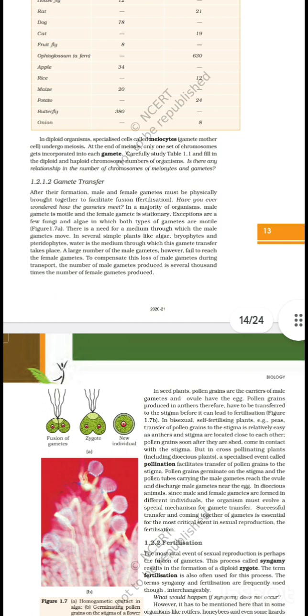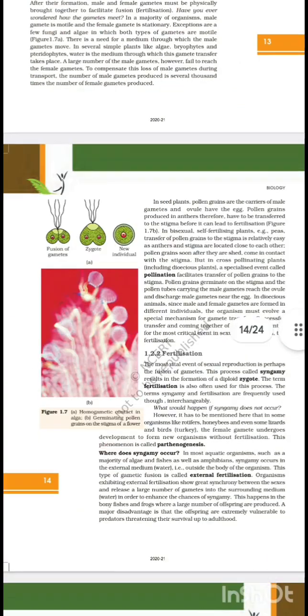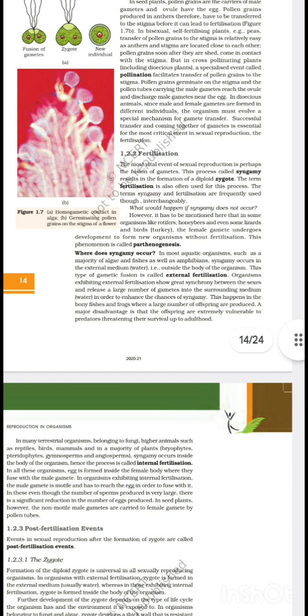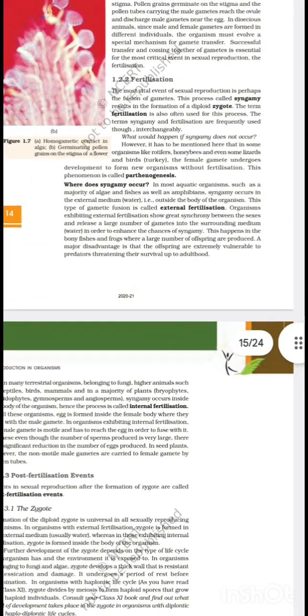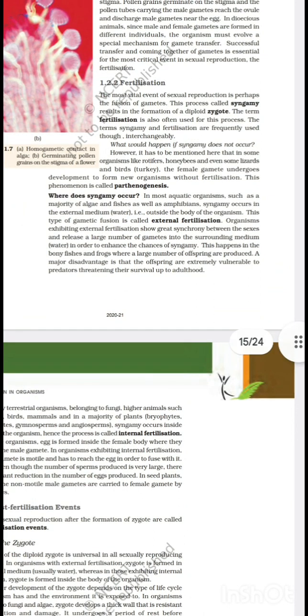Then, gamete transfer. In the case of plants, the male gamete is transferred to the female gamete by the process of pollination. After pollination, fertilization occurs. Fertilization, or syngamy, means fusion of two gametes to form a diploid zygote. Sometimes the female gamete undergoes development into a new organism without fertilization. The process is called parthenogenesis.